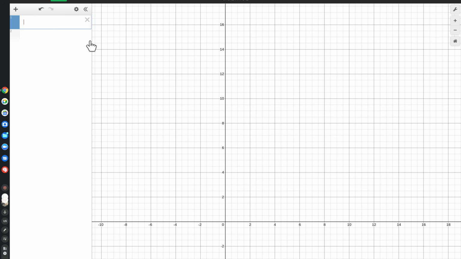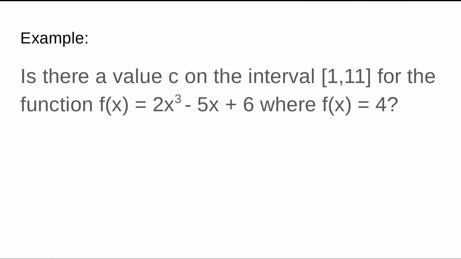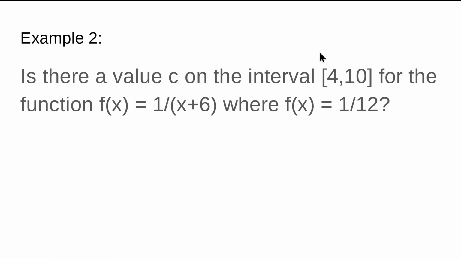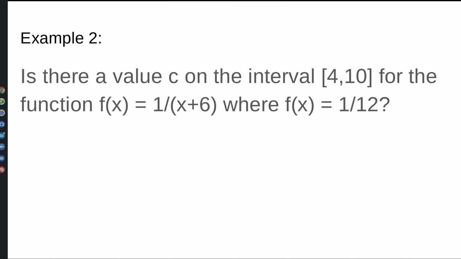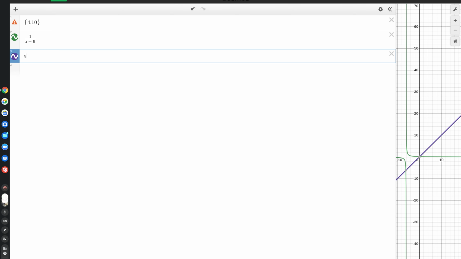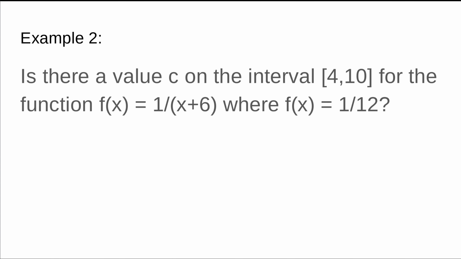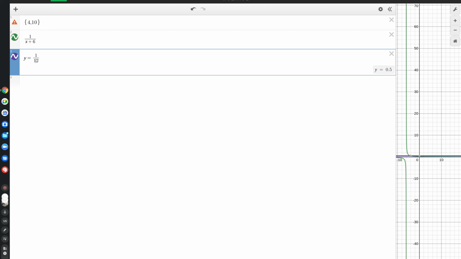Okay, let's do another one. Now our interval is 4 to 10. Our function is 1 over x plus 6. And we want to find out where y equals 1/12.